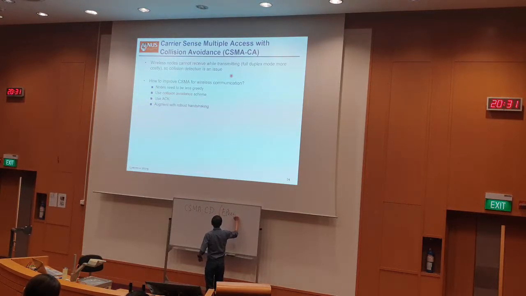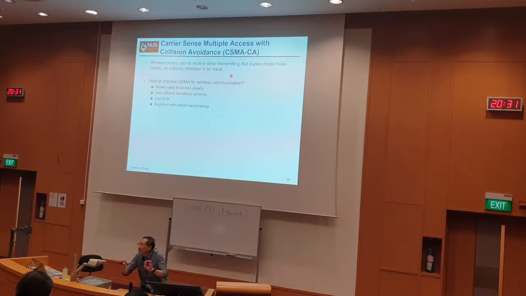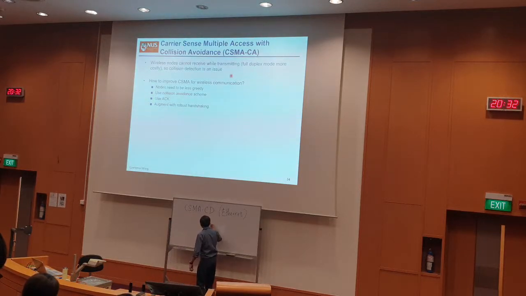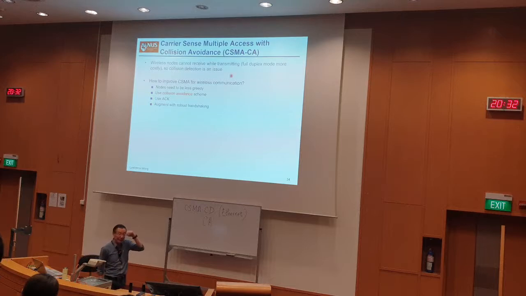This is Ethernet. Ethernet uses that. But Ethernet is wired. There's no wireless Ethernet. And we can't do this because in a wireless environment, you can't be sending and listening at the same time. You can't. That's why this one doesn't work. So we have to use a different strategy. So instead of collision detection, we do collision avoidance. And this is what this is. Of course, we still have ACK and all that acknowledgement.